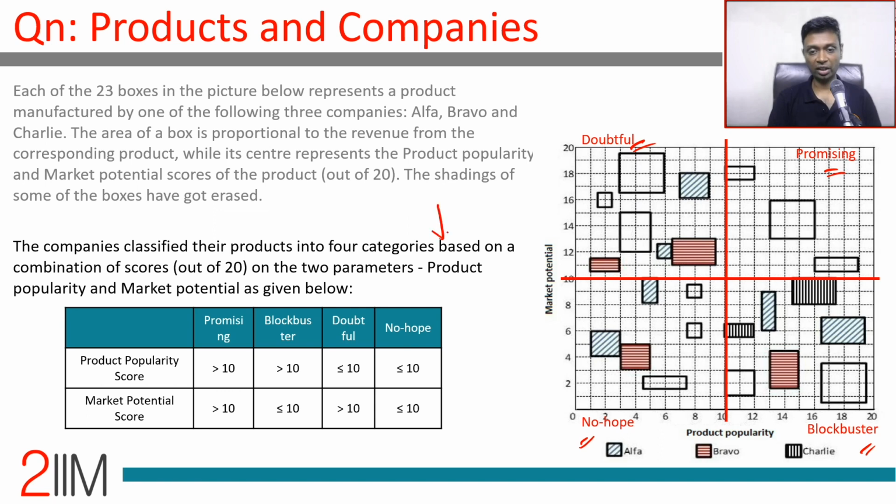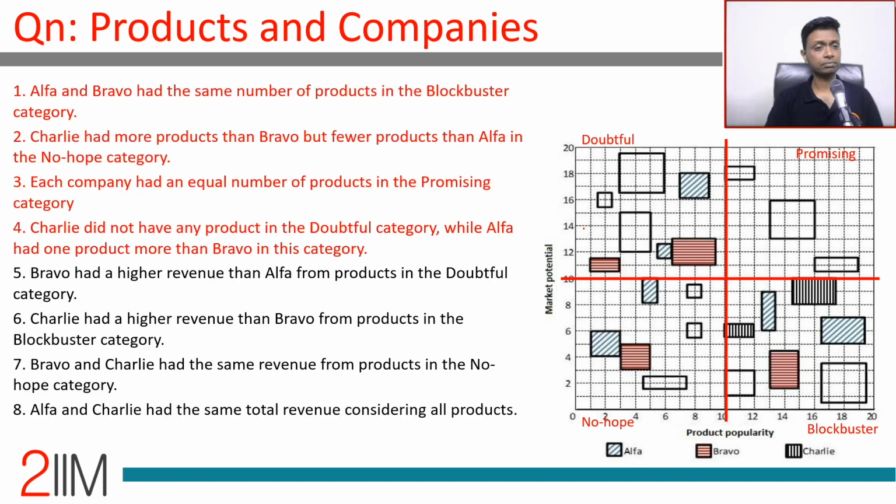This is the category definition. We've done this quadrants part. Alpha and Bravo had the same number of products in the blockbuster category. So Alpha and Bravo. Alpha is blue. Bravo is red.